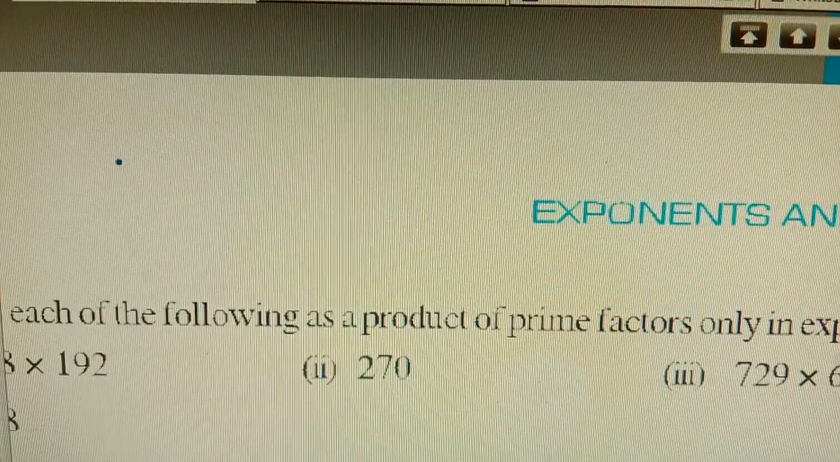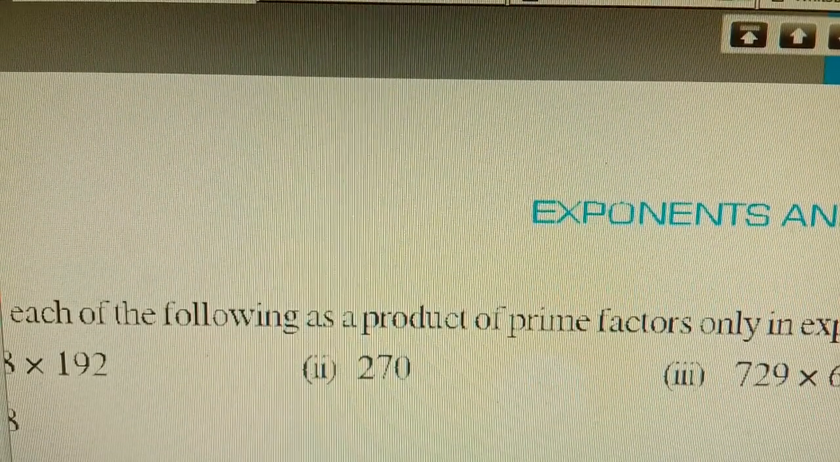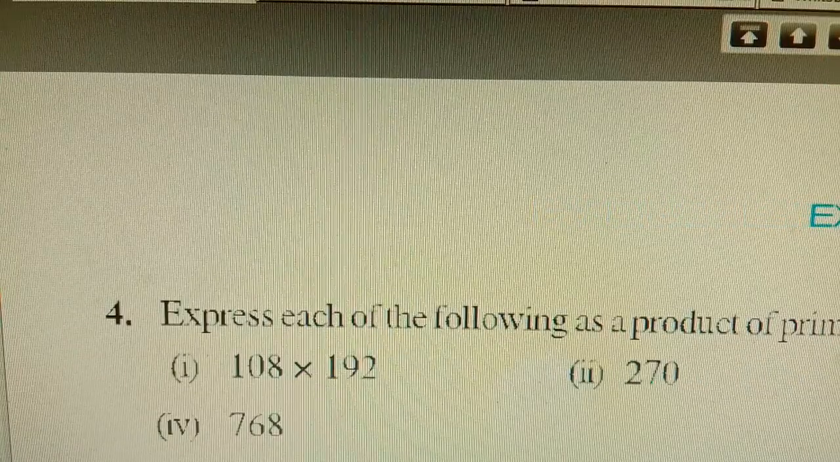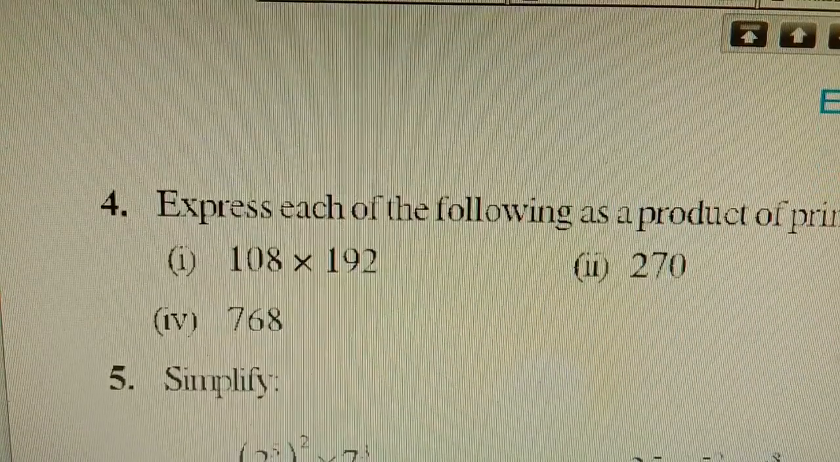Okay, so in that exercise we have some more questions. Then question number 4 and 5 we can do in the next class.